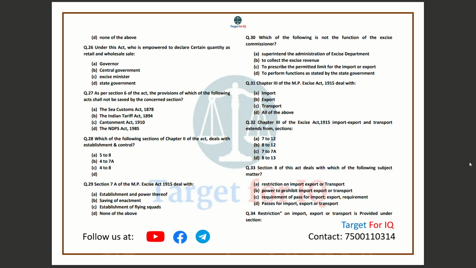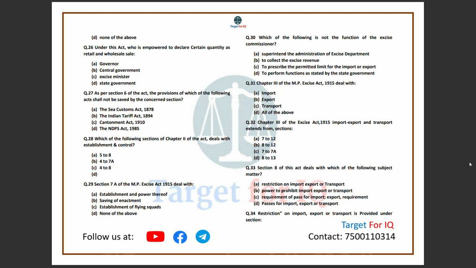Question number 29. Section 7A of the MP Excise Act 1915 deals with, it can be referred with Chhattisgarh Excise Act because it's been common for both. So option A is establishment and power thereof. Option B is saving of enactment. Option C is establishment of flying squads. And option D is none of the above. The correct answer to question number 29 is option A, that is establishment and power thereof. Question number 30.